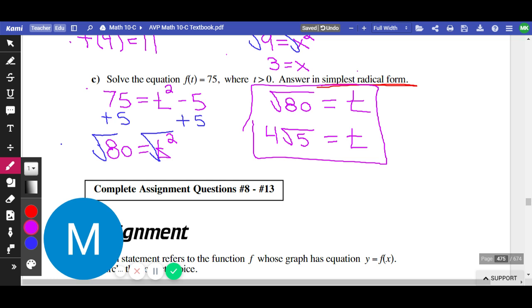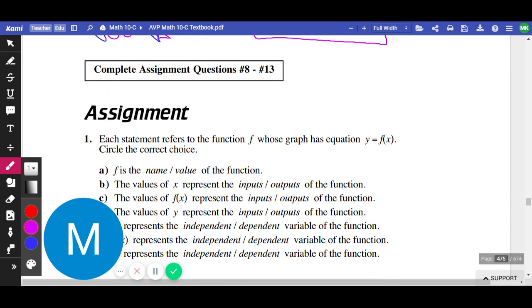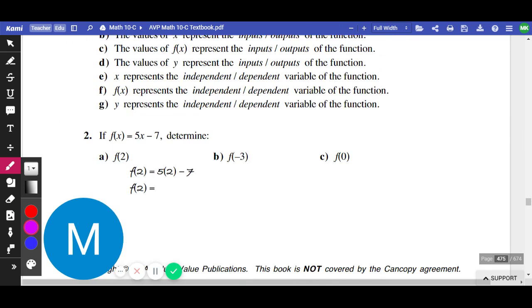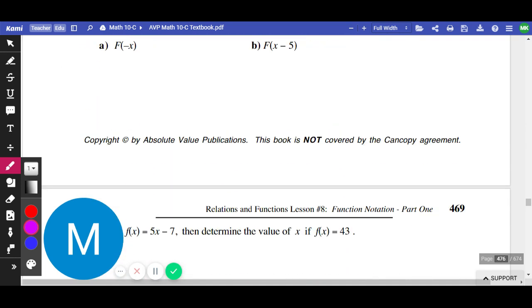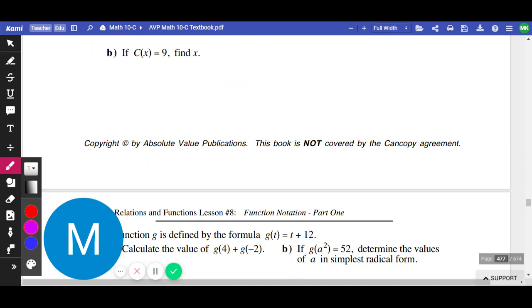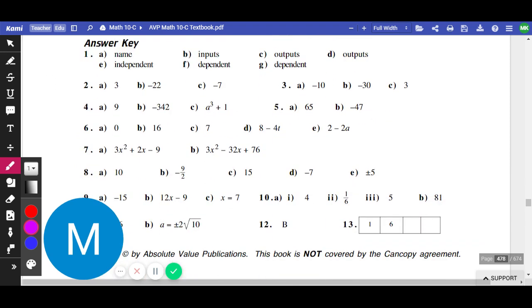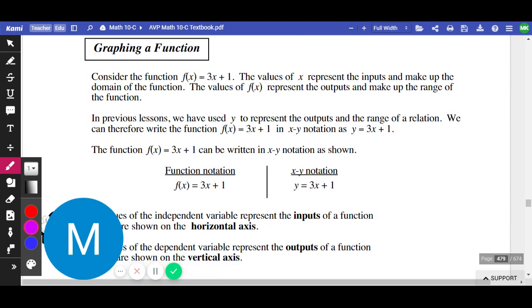Fantastic. That's the algebra behind function notation. We're going to do one more question from the next lesson, which is going to be how to use function notation on a graph. That changes slightly, but really not much. It's actually easier, I think. So if you keep going, we're going to flip the page a couple times here. I think it's example 3. Yeah, for sure.